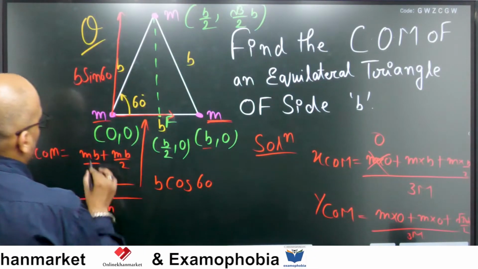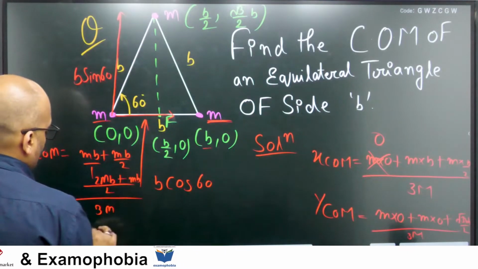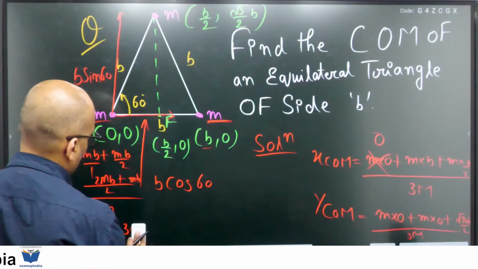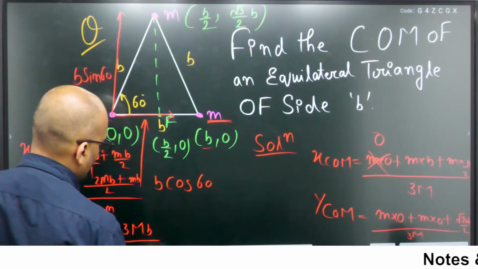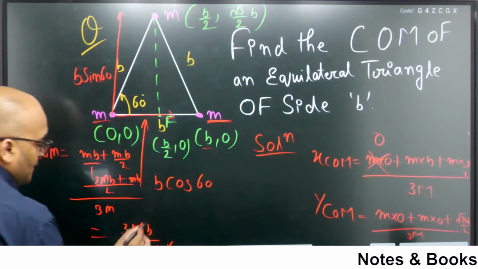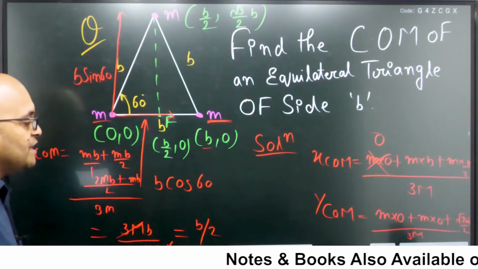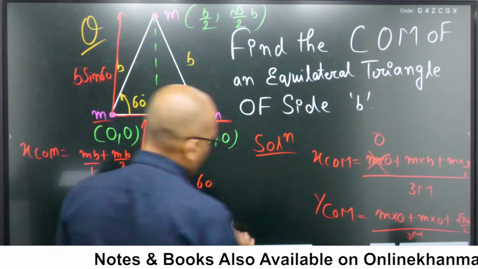Take the LCM 2, so it will be 2mb plus mb, right? So we will get 3mb upon 2 into 3m. So 3m cancels out. The x coordinate of the center of mass is b upon 2. Now let's calculate the y coordinate.